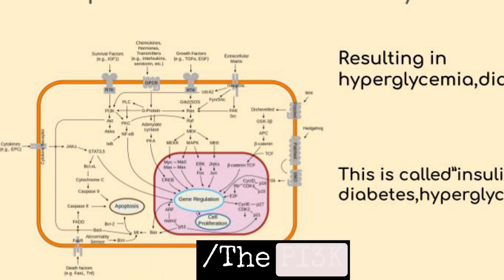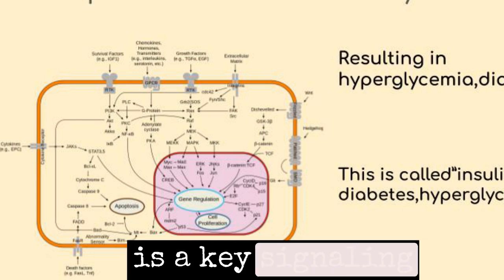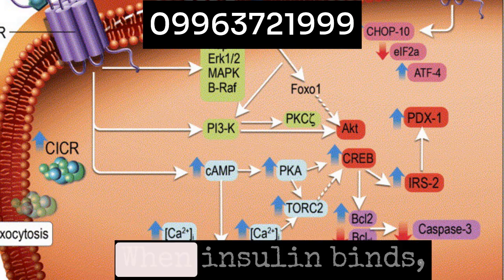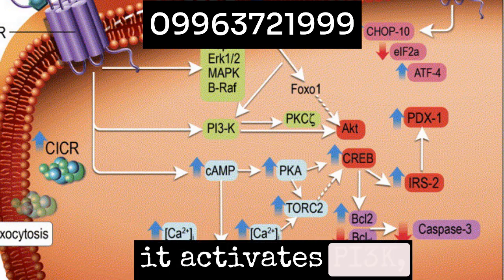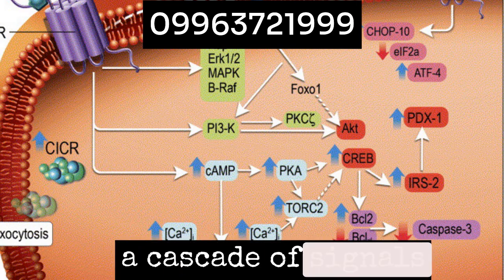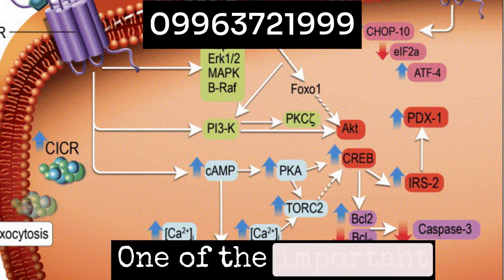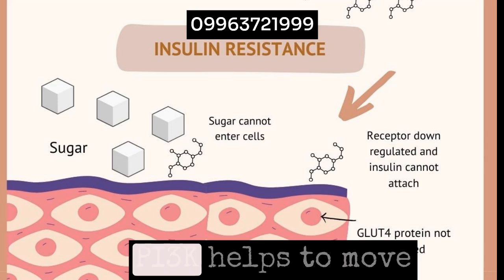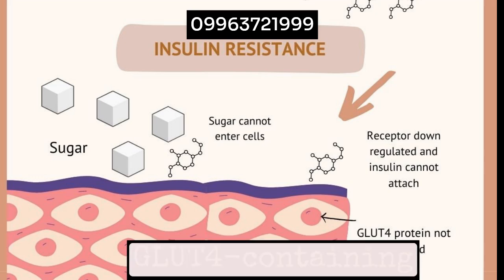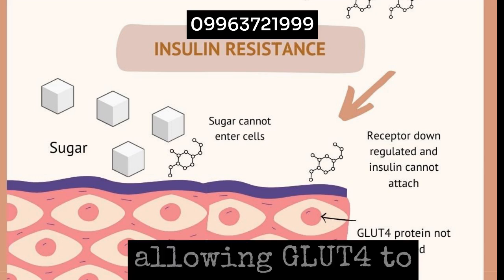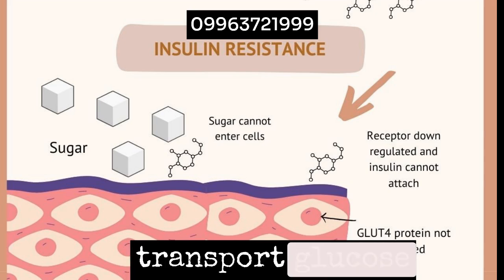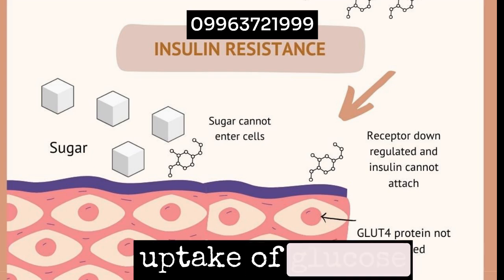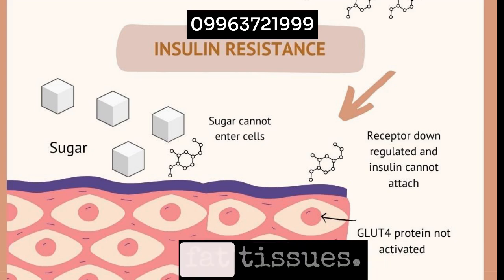The PI3K pathway is a key signaling pathway that insulin activates when it binds to its receptor on cells. When insulin binds, it activates PI3K, which then triggers a cascade of signals inside the cell. One of the important effects of the PI3K pathway is the activation of GLUT4. PI3K helps to move GLUT4 containing vesicles to the cell membrane, allowing GLUT4 to transport glucose into the cell. This pathway is essential for the insulin-dependent uptake of glucose by cells, especially in muscle and fat tissues.